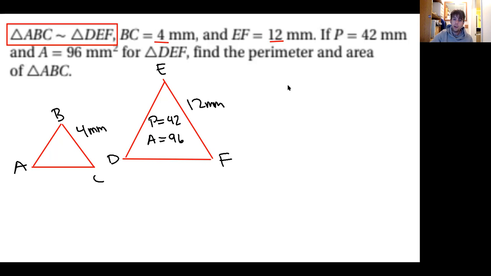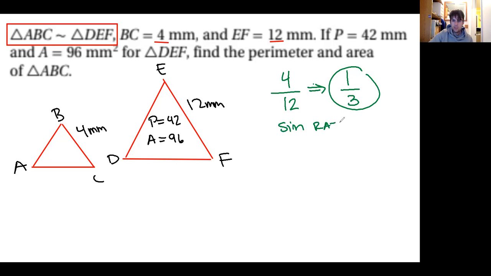What is the similarity ratio? Well, our similarity ratio is 4 to 12. And obviously that reduces. Both of those are divisible by 4, so it reduces to 1 to 3. This is our similarity ratio. We'll call it a sim ratio for short. That's also for our perimeters, our perimeter ratio. So let's go ahead and find the perimeter of this smaller shape.